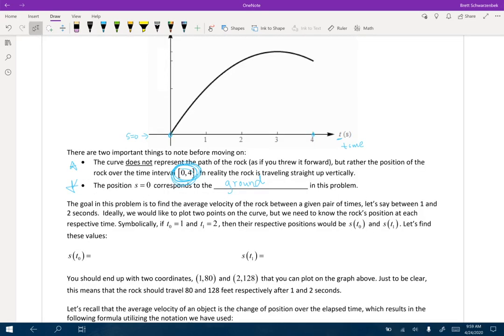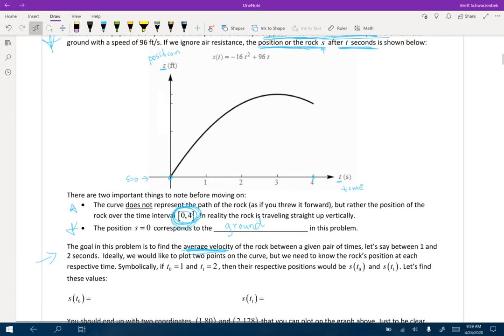Okay, so what's the point of doing this? The goal of this problem is to find the average velocity of the rock between any given pair of times. Let's say between 1 and 2 seconds. On our graph, 1 and 2 seconds are located here and here. So if we want to find the average velocity of the rock over that time, we are going to have to utilize position and time in order to do that.